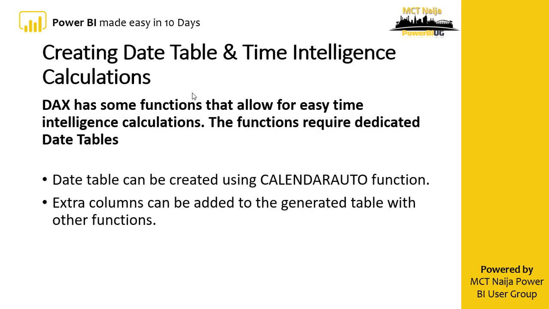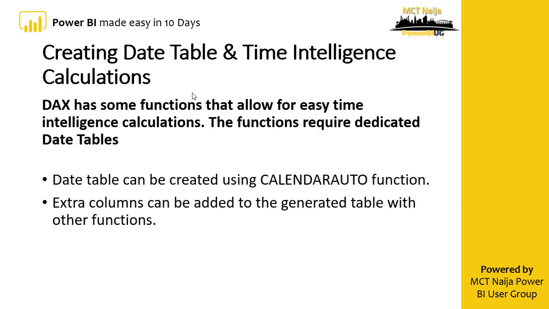DAX has some functions that we call time intelligence functions that make it easy for us to do calculations that we refer to as time intelligence calculations, such as year to date. You want to calculate how much sales you have made year to date. You want to see how much sales you have made quarter to date. You want to compare your sales of this year versus the sales of last year, and so many other reports that have to do with time like that.